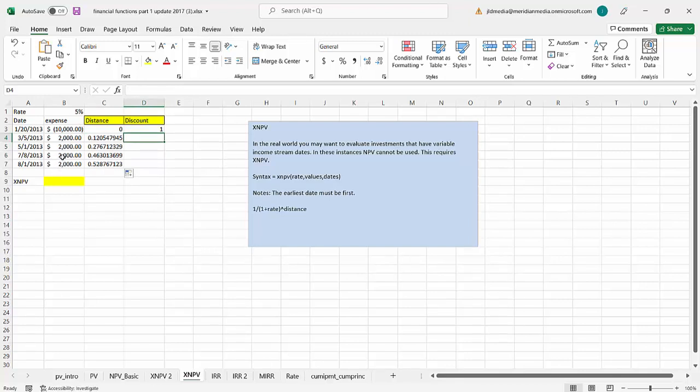So we're going to discount each cash flow based on this discount rate of 5%. To do that, we're going to use this little formula here. Okay, so you see it? It's 1 divided by 1 plus the rate to the power of the distance. So we're going to jump right here.